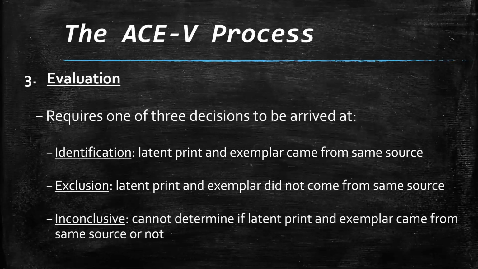And the third option, which unfortunately does happen sometimes, is inconclusive, meaning that unfortunately there wasn't enough evidence in these characteristics to say yes or no. They can't say yes, it did come from this person, but they also can't say no, it didn't. So that does happen sometimes, unfortunately, especially if you pick up a partial print or smudged print from a crime scene.